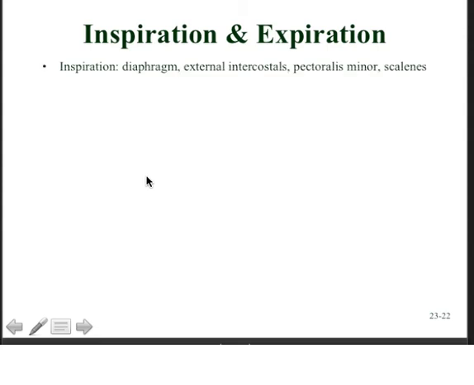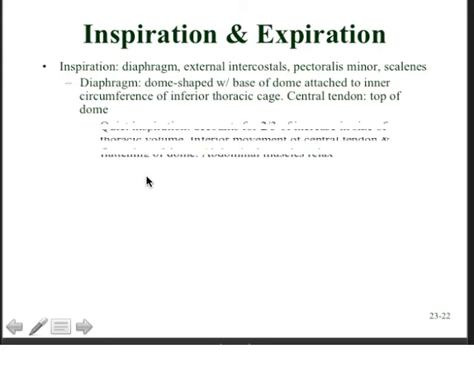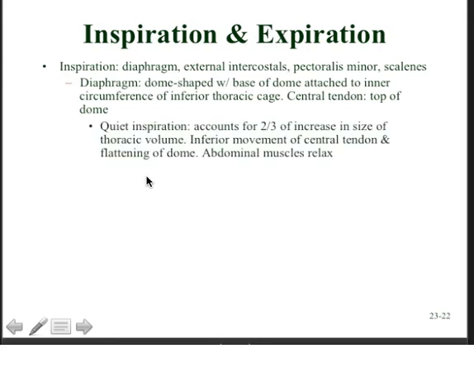Inspiration and expiration involve the diaphragm, the external intercostals, the pec minor, the scalenes. The diaphragm is, of course, the dome-shaped muscle at the base of both lungs that lies on top of the liver and the stomach and the spleen, and beneath the heart. It has a central tendon at the top of the dome. In quiet inspiration, it accounts for about 2/3 of the increase in the size of the thoracic volume.